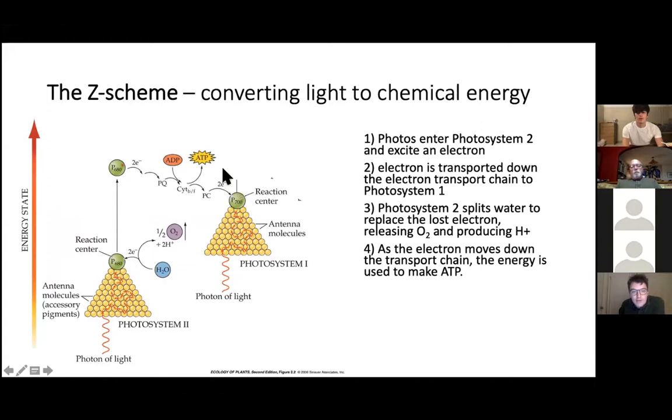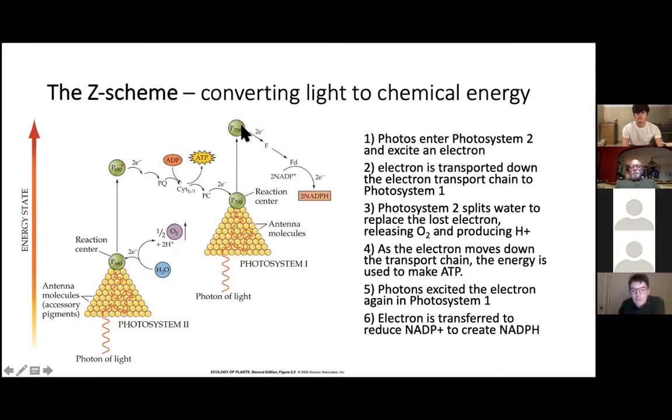Down this electron transport chain, my animations seem to be in an odd order. The energy is bled off to make ATP, as we just talked about. Back here in photosystem 1, the electron is re-excited by the next photon of light. So you're up here. And then you move down another electron transport chain to synthesize NADPH, and the electron ends up with an electron acceptor.